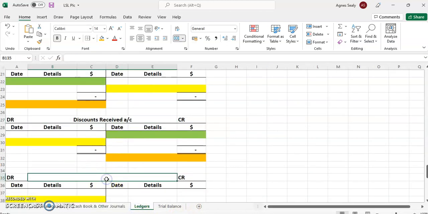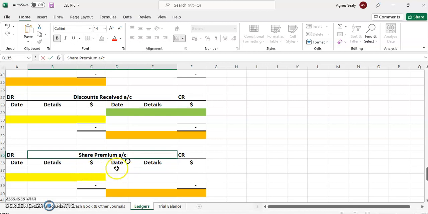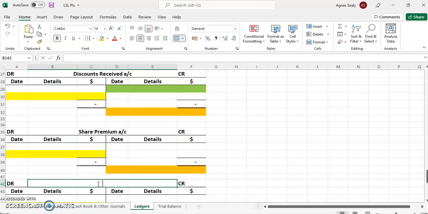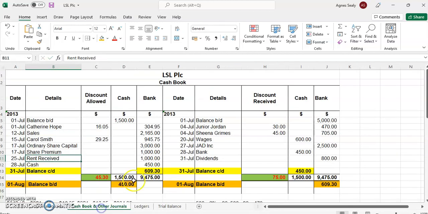We're going to have an account called share premium, and this is to record the extra money that the LSL Plc would have received from the issuance of those ordinary shares. And we have rent received to record the money that they received from the tenant. So that's on the debit side.